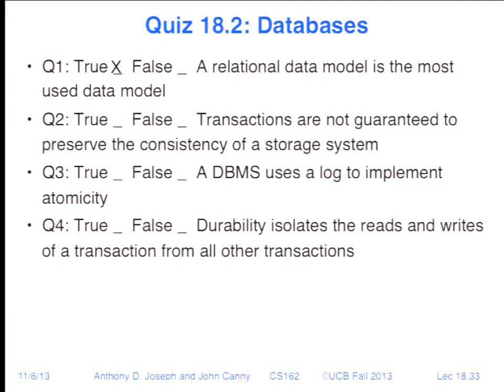Transactions are not guaranteed to preserve the consistency of a storage system. True or false? Well, it's a double negative, so it's false. The point is that they do guarantee consistency, otherwise they're going to roll back.